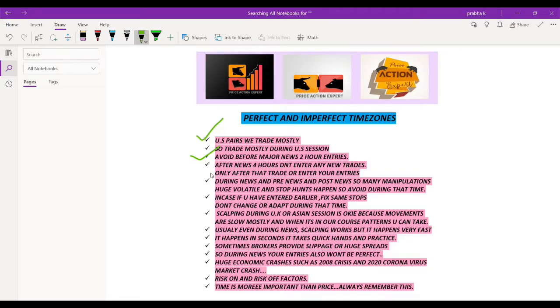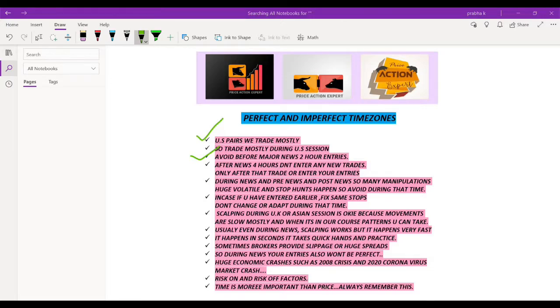Actually, during news, for example FOMC and other interest rate news, the price usually tries to manipulate. There is a very good chance of reversal during those news hours. So usually what happens is, once the news is over, after 4 hours you try to enter.